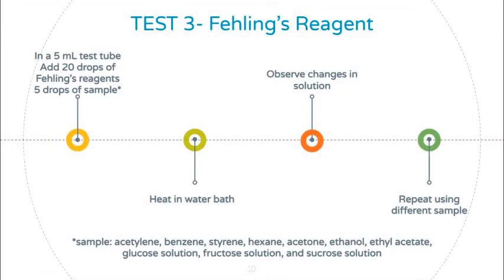For the third test, 20 drops of Fehling's reagent as well as 5 drops of the sample was added in a 5 ml test tube. This test tube was then heated in a water bath, and the changes were then observed and noted. This was repeated using the different samples.